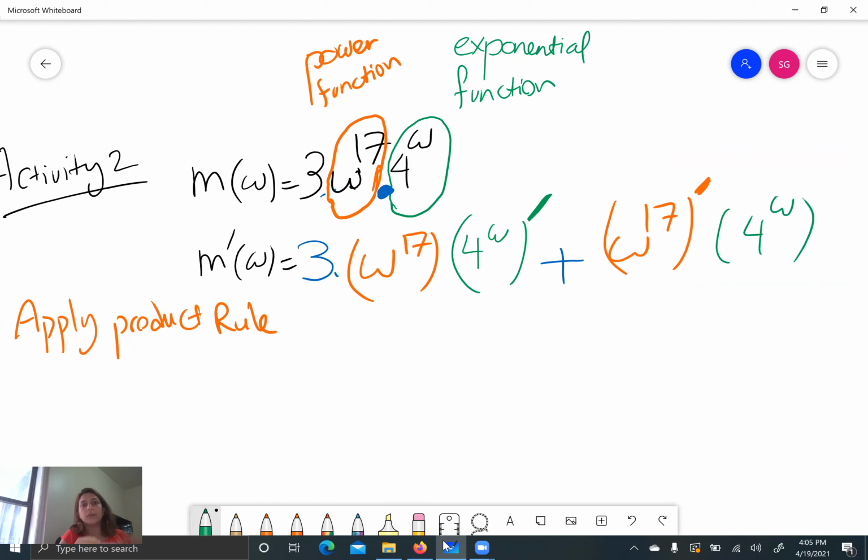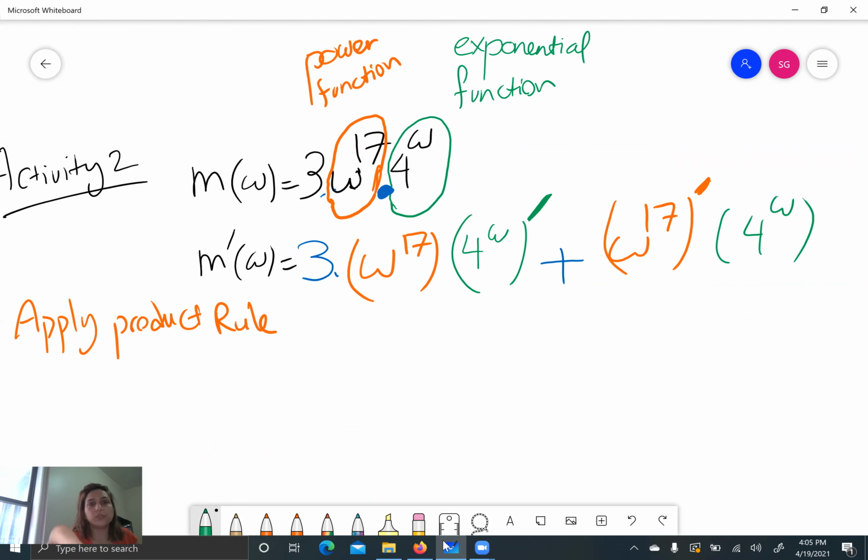Okay, so in other words, multiply one of the functions by the derivative of the other one, then add it to, now switch their places. Take the derivative of the other function, multiply it by the other function. Okay, makes sense?